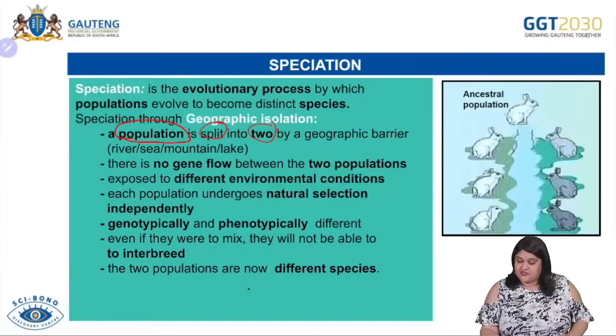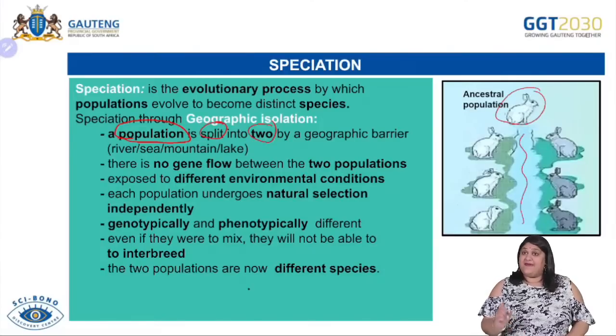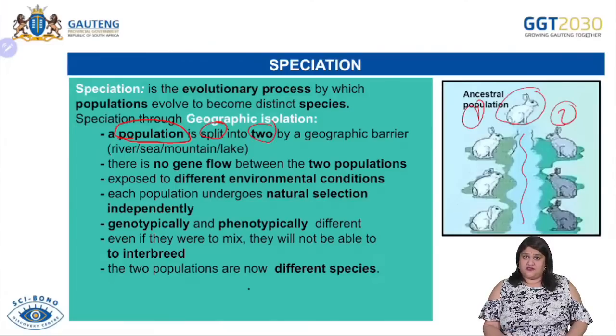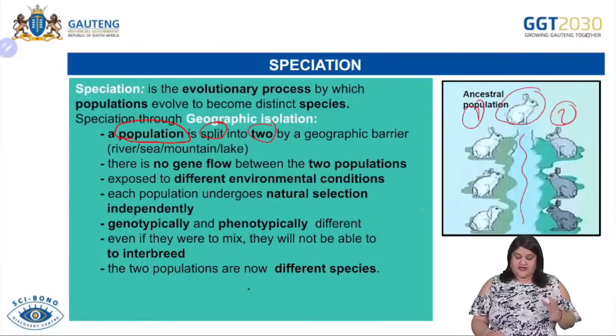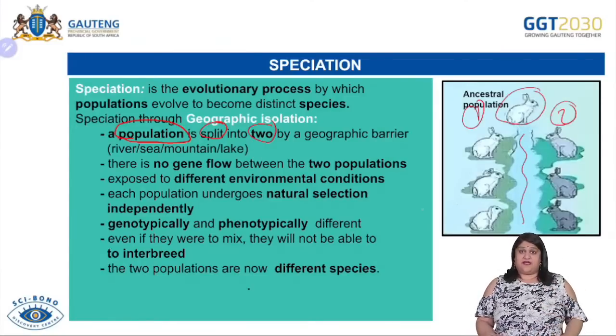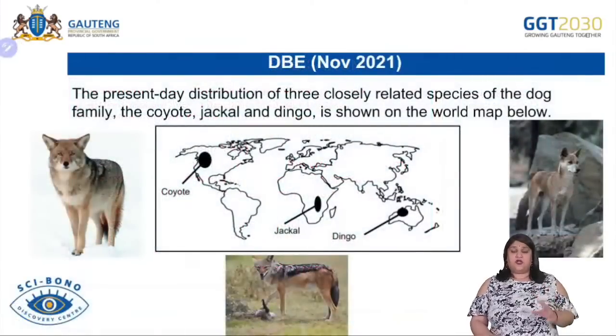Let's look at this diagram to explain this. This is the ancestral population. This is the geographical barrier. Be specific about what the geographical barrier is here. The population is now split. There are 2 groups. 1 group, 2 groups. They are going to have different environmental conditions. They are going to go through natural selection independently. And then they are going to change genotypically and phenotypically. And even if they were to mix again, they are unable to interbreed, and then there will now be different species.